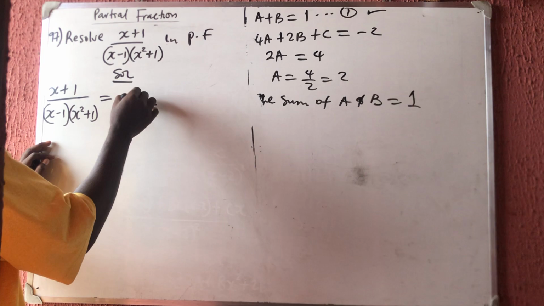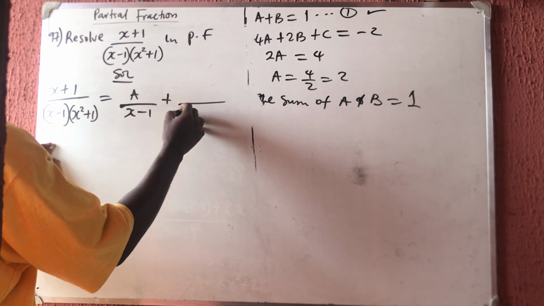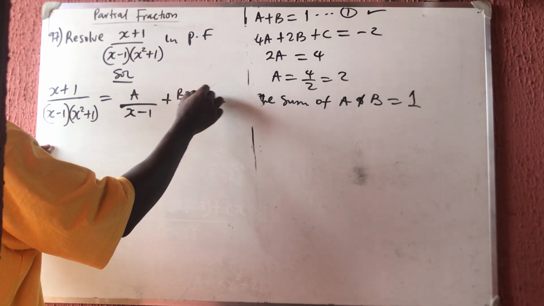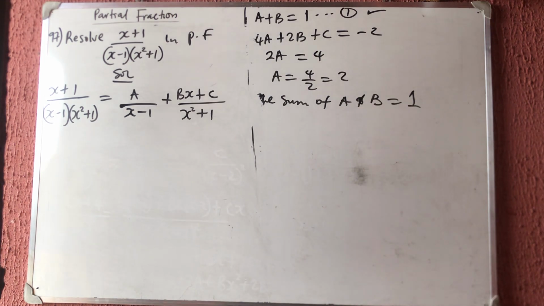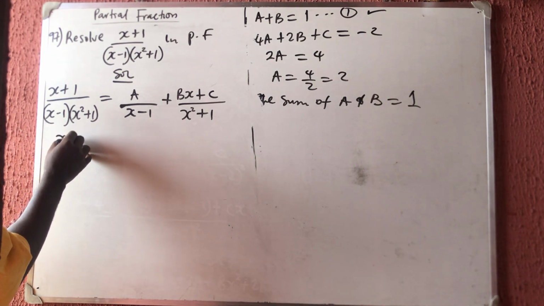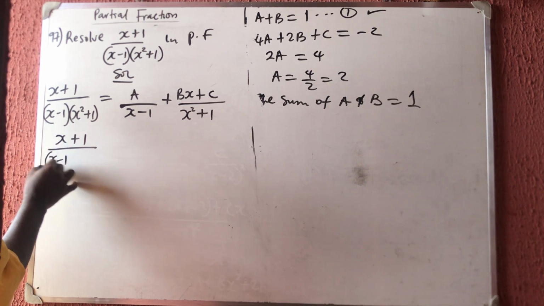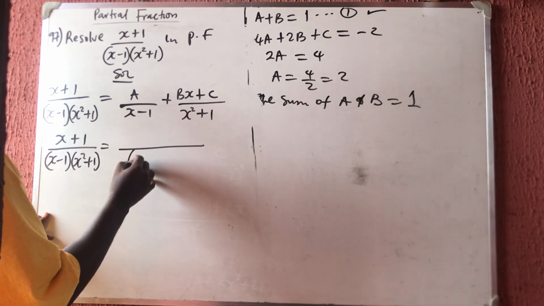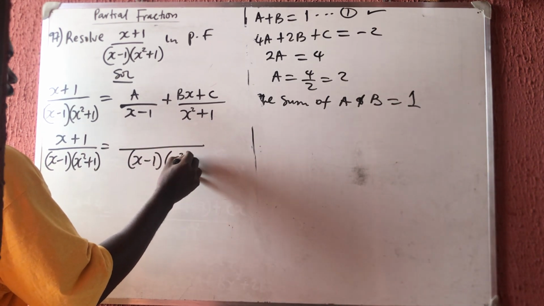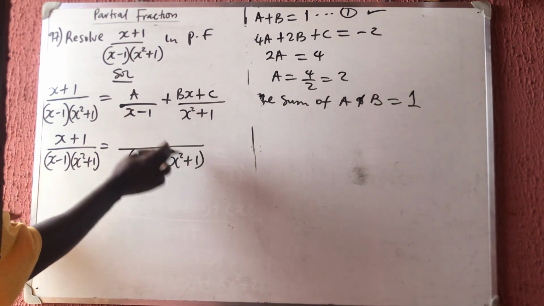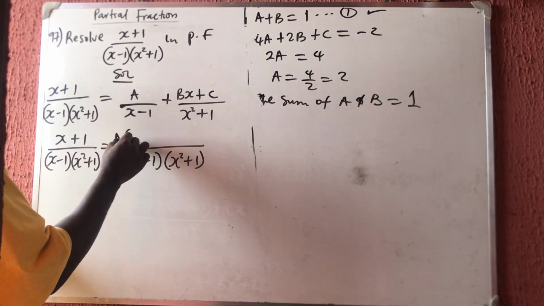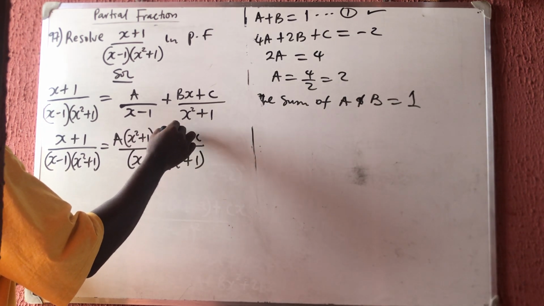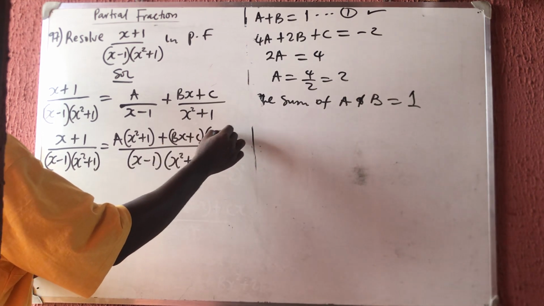This is linear, so the numerator should be a constant, A, plus the other one, x squared plus 1. This is a quadratic, so the numerator should be linear, bx plus c. If you don't understand, please go to my video on partial fractions. You will understand. So x plus 1 all over x minus 1 into x squared plus 1 is equal to, the LCM is both of them, x minus 1 and x squared plus 1. Now when these two divide, I'm having A into x squared plus 1, plus bx plus c, into x minus 1.